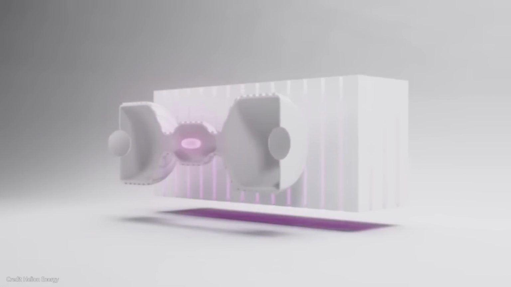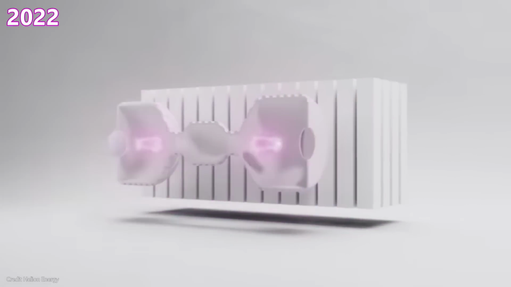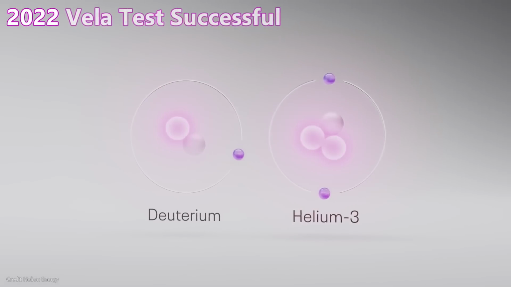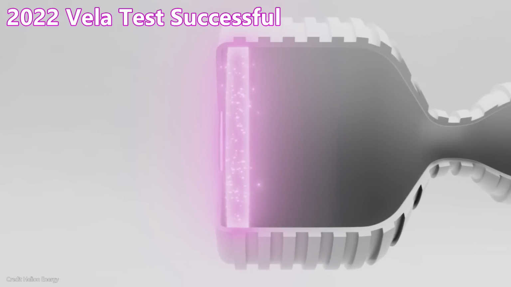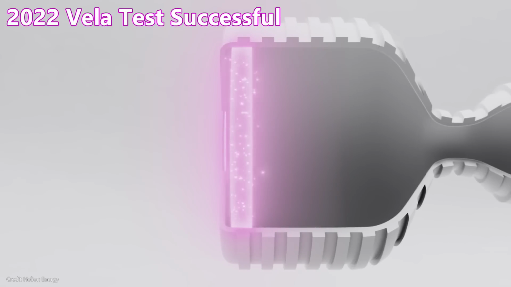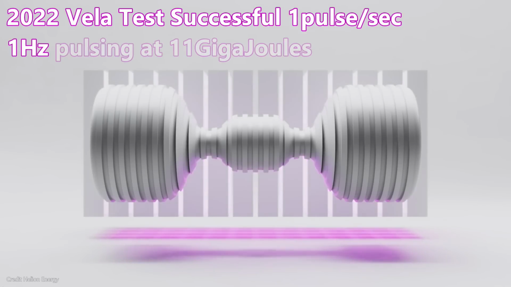Back in May of 2022, Helion completed their largest ever pulsed power test. This test was named Vela after the Vela pulsar and was designed to demonstrate new advanced switching and capacitor technology. This demonstration pulsed the reactor once every second, or 1 Hz, producing 11 gigajoules of energy.